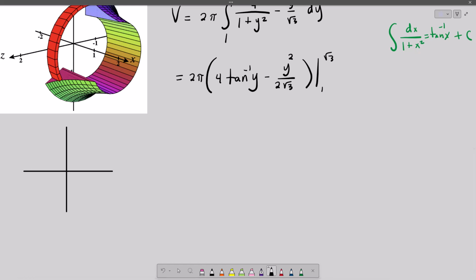Okay. Everyone all right with that? So, I'm going to draw a couple of things on the unit circle over here.